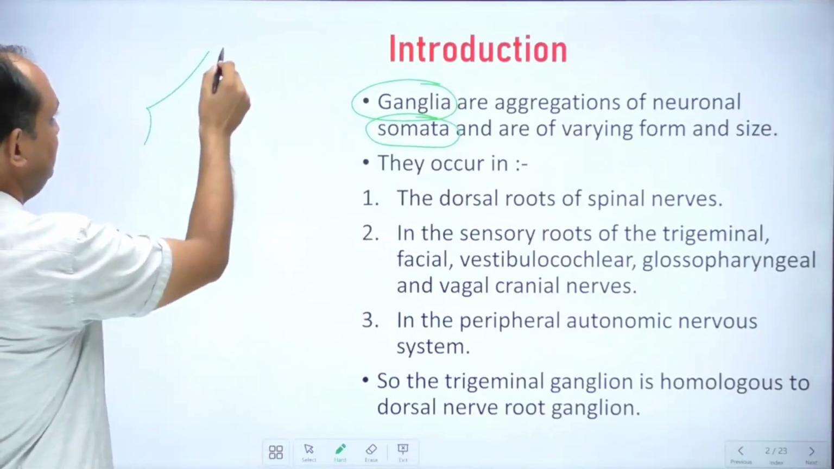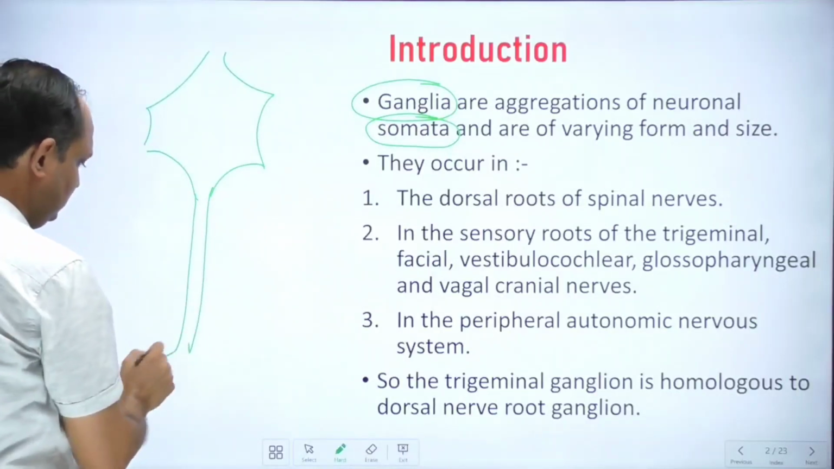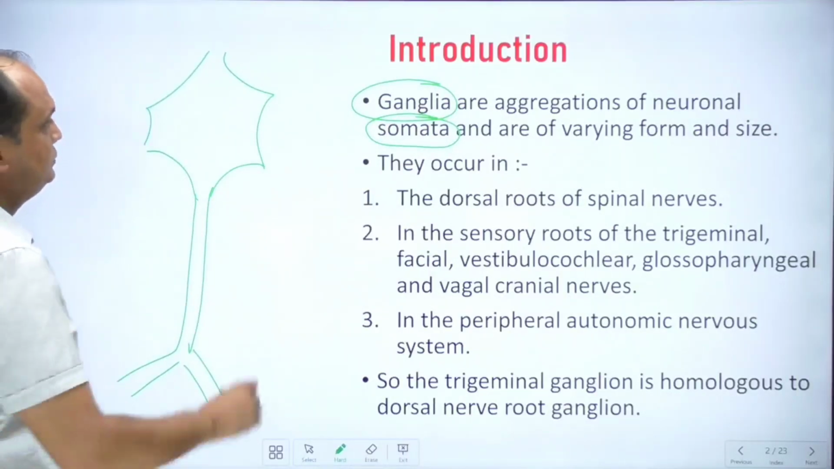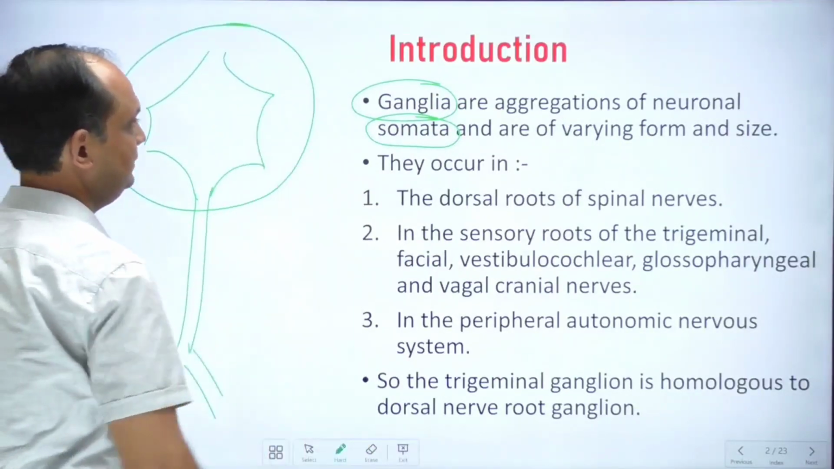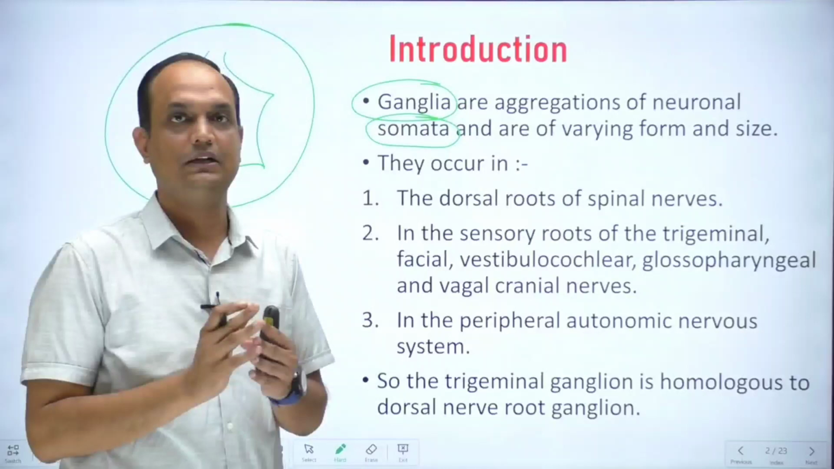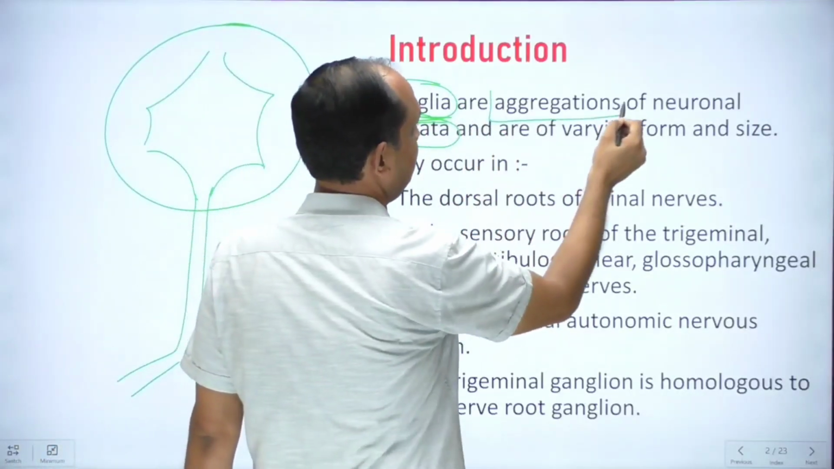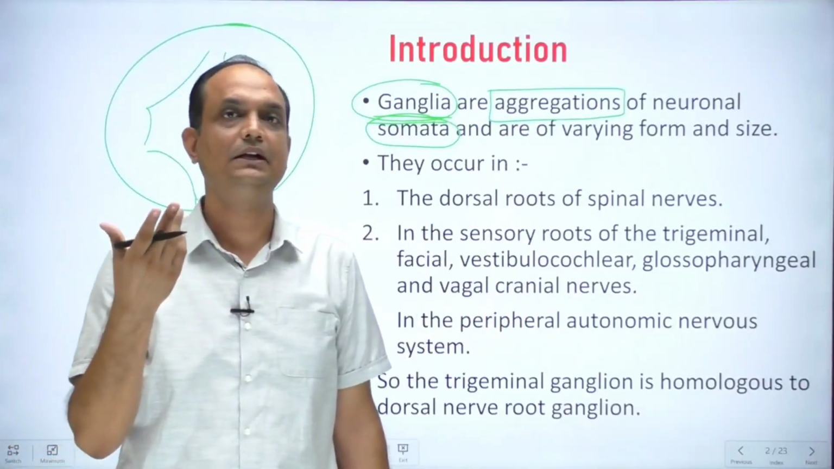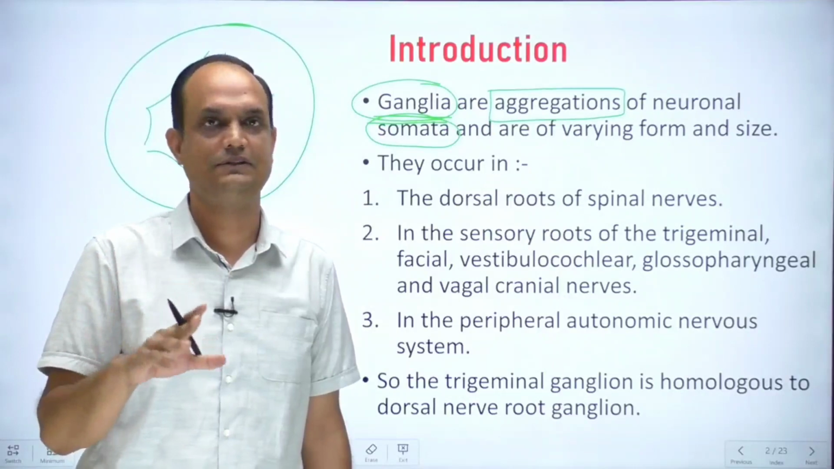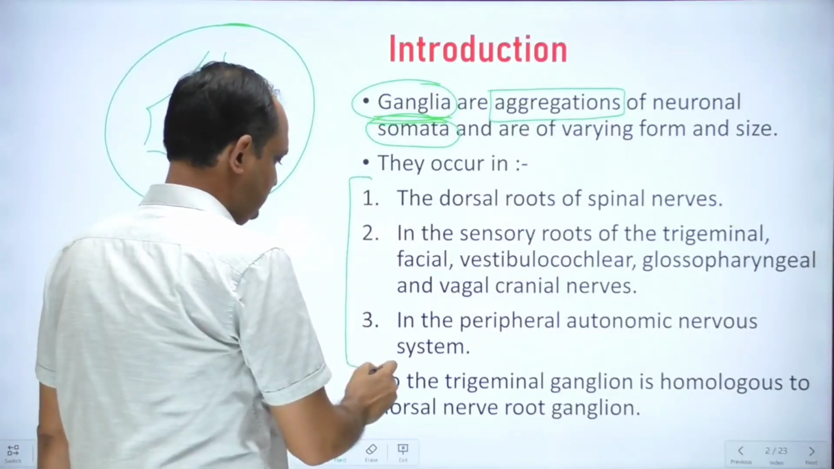Whenever you see neurons, this is the body, this is the axon, and these are the dendrites. The area where these neuron heads collect together is known as ganglia. So ganglia is the aggregation of neuronal bodies, but they are present outside the central nervous system. Now where will you find the ganglia?